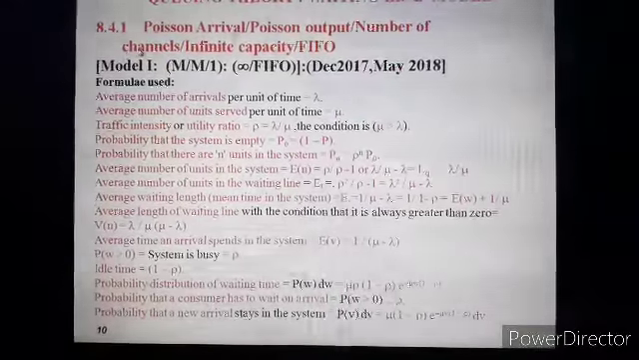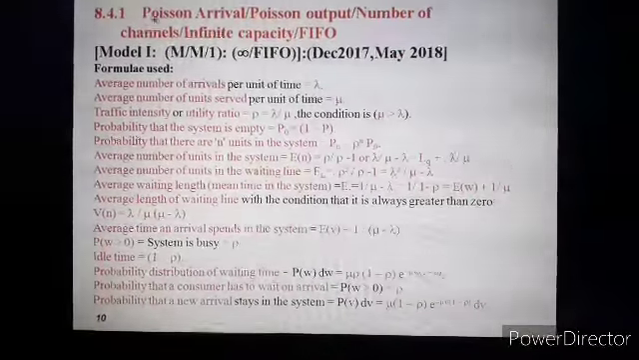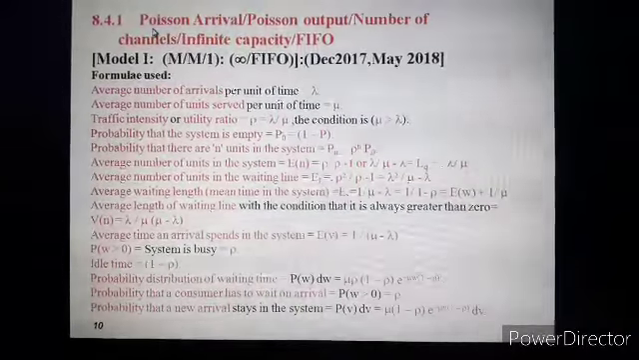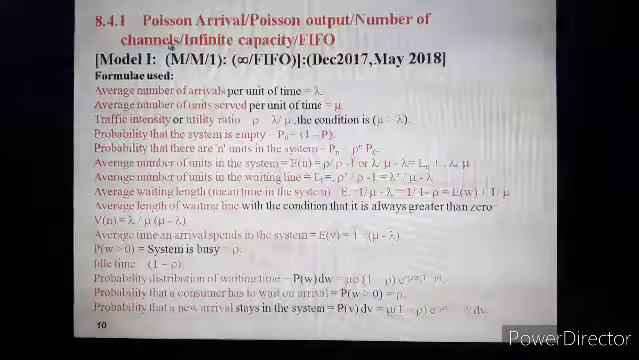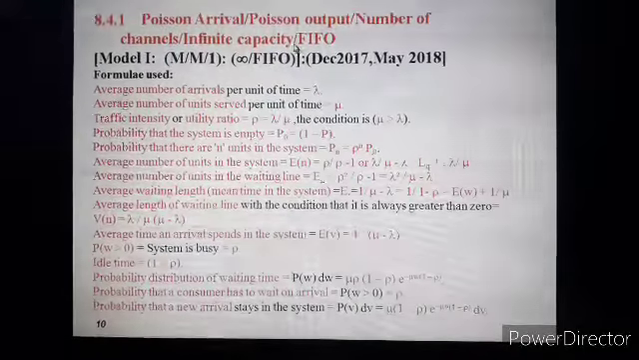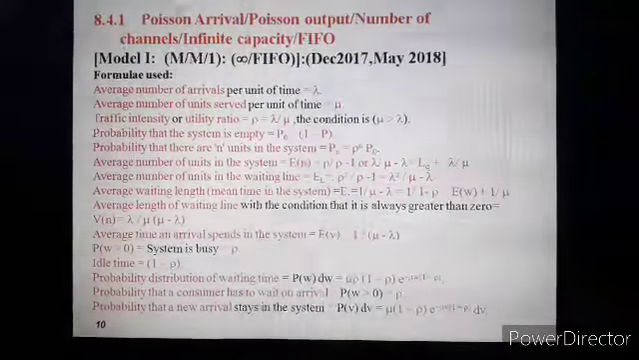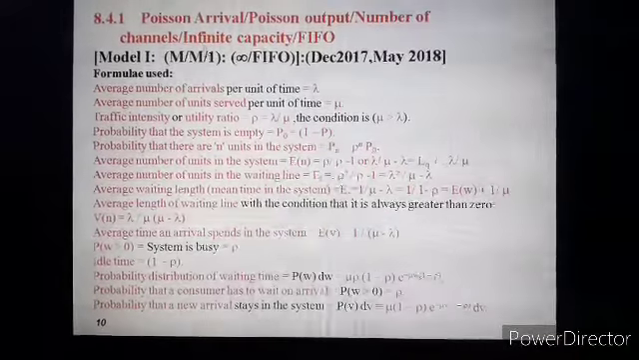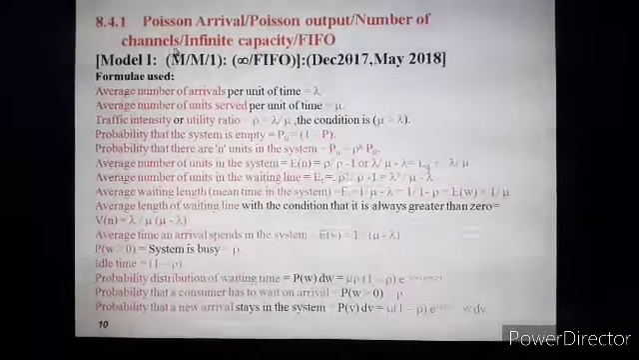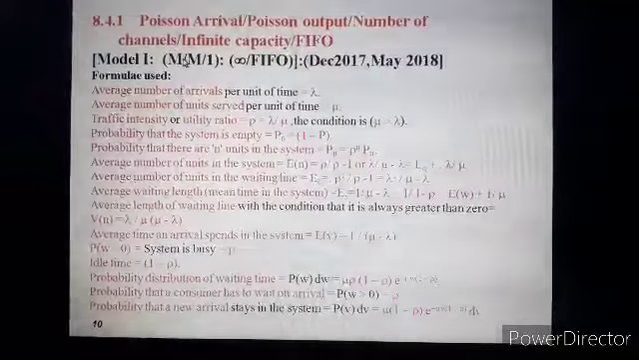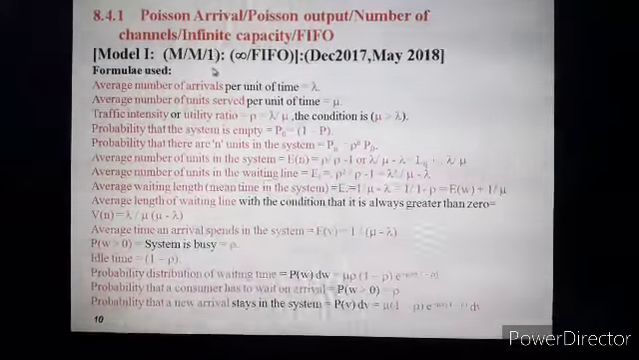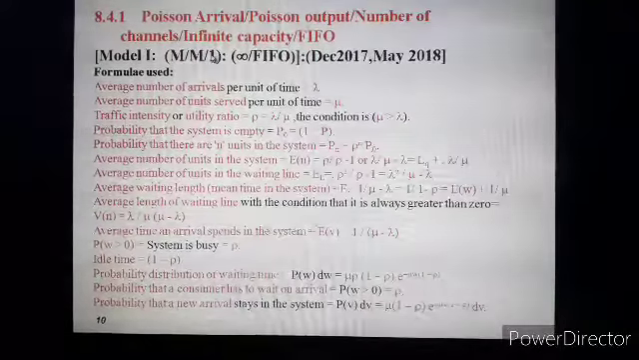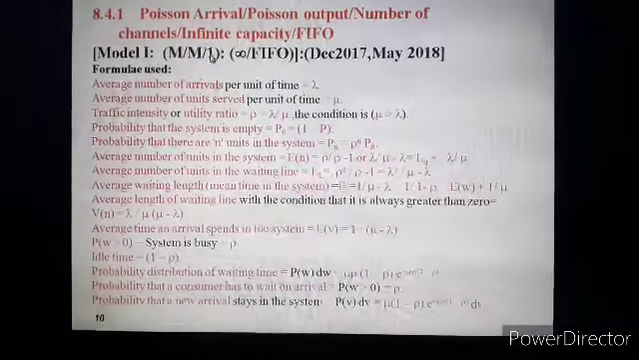Now this is the first model of waiting line theory. Here we have to take into account Poisson arrival, Poisson servicing, number of channels, infinite capacity, and the order of the system. This model is designated by using capital M. This capital M indicates the arrival pattern. The second capital M indicates the service pattern. Here initially we will discuss the single channel queue models, so that's why here we have one.